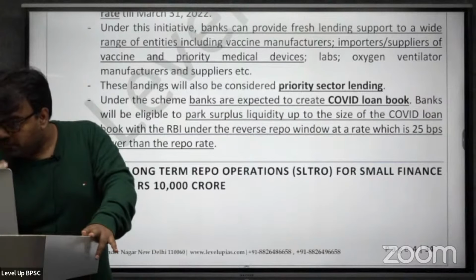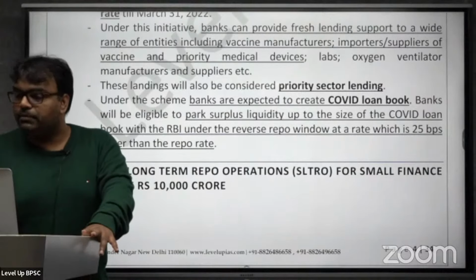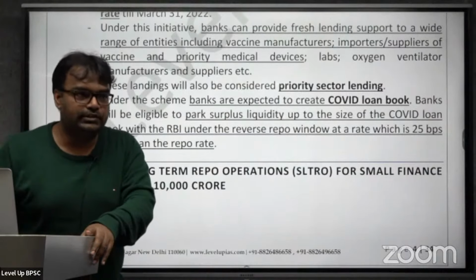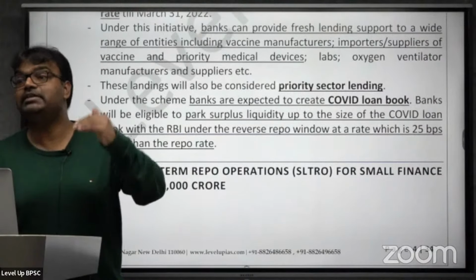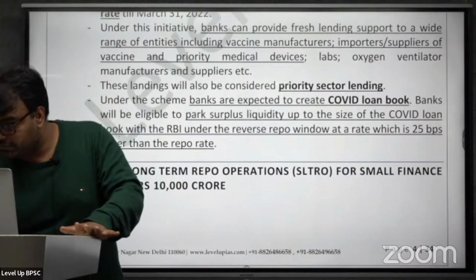How will banks parking surplus money with RBI increase the money supply? It is not increasing. So, sir, why is the money supply rate decreasing? Beta, money supply growth is decreasing, not the rate. Money supply last year was very, very high. Even now, money supply is increasing. Growth is decreasing.